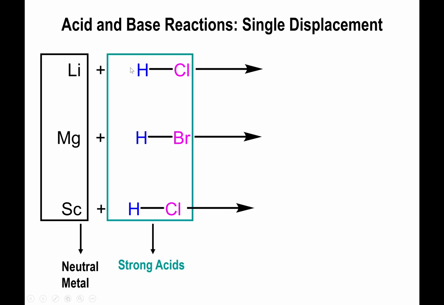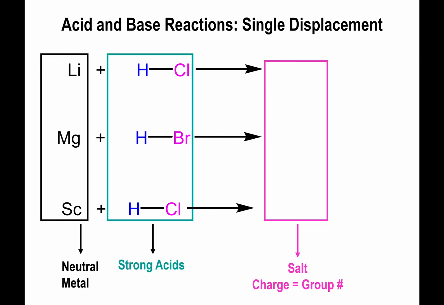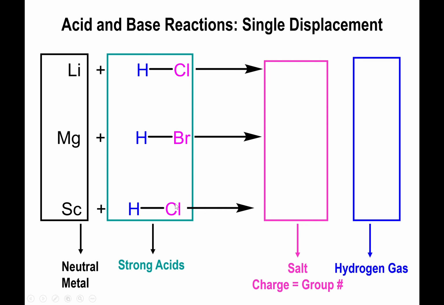So displacement of the H plus cation will give you a salt, sure. In this case, it will be lithium chloride or magnesium bromide or scandium chloride. But you will produce hydrogen gas, right? Because the H is going to be displaced by the metal. And the one thing you have to remember is that H plus turning into neutral hydrogen is going to be H2, right? So this is the elemental form of hydrogen. So you have to write that, and you also have to balance the equation.